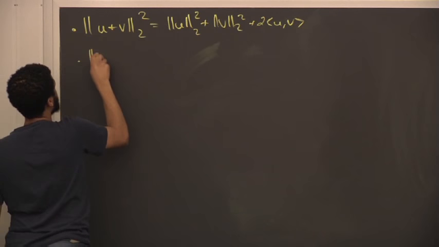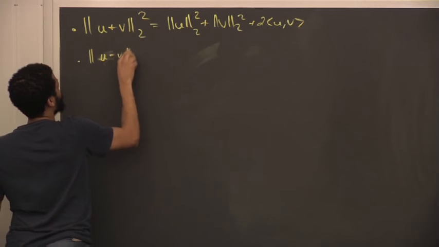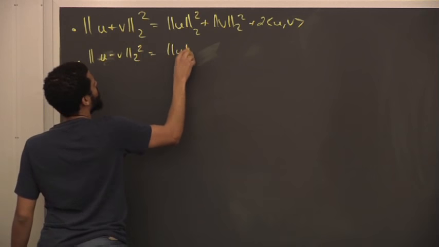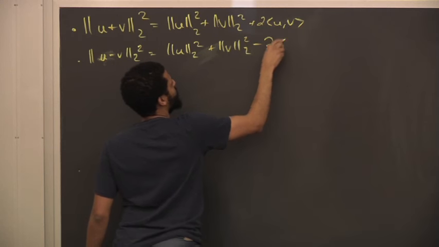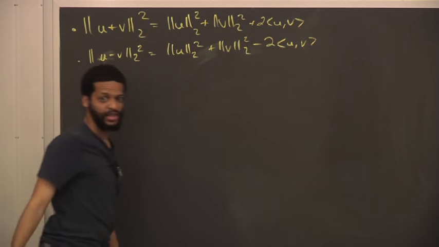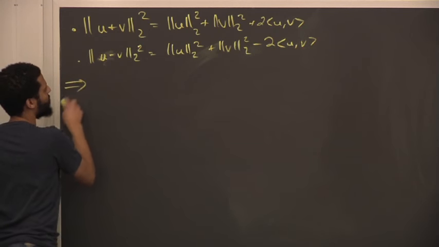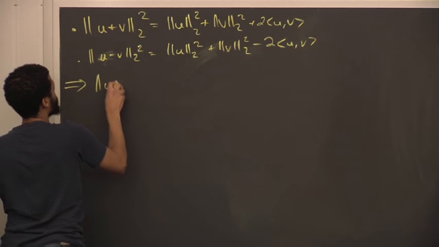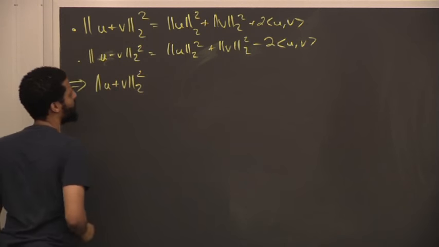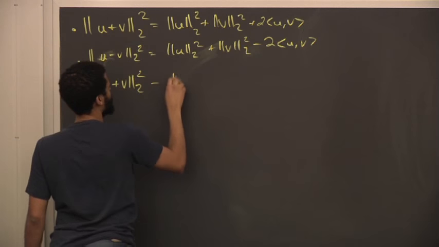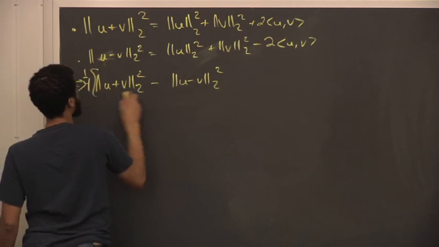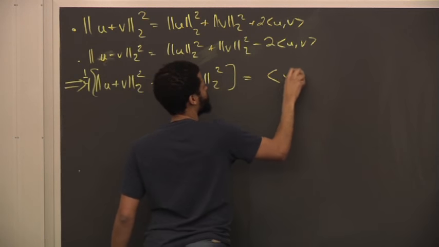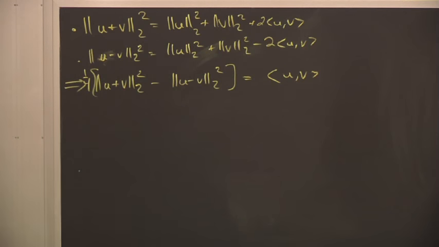And also notice that (u − v) squared is equal to u squared plus v squared minus 2u·v, right? Which implies that (u + v) squared minus (u − v) squared, times 1/4, is equal to u·v. Right?